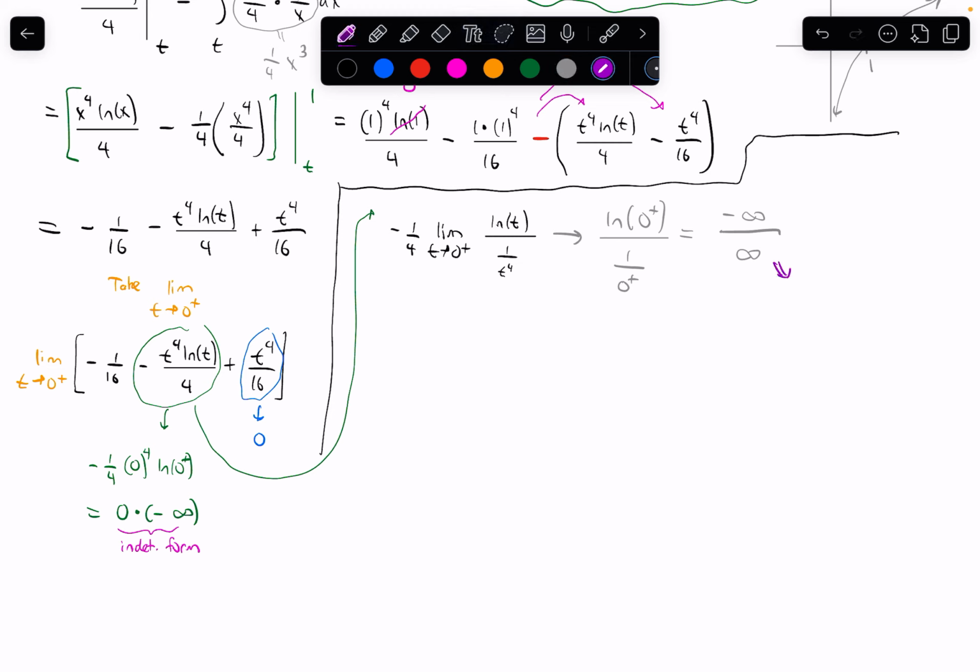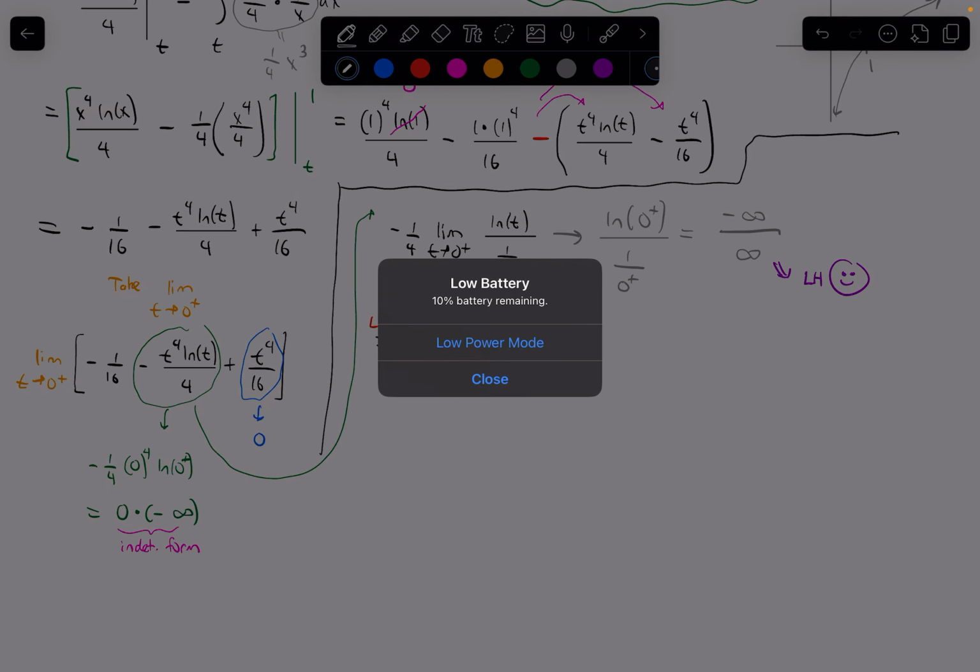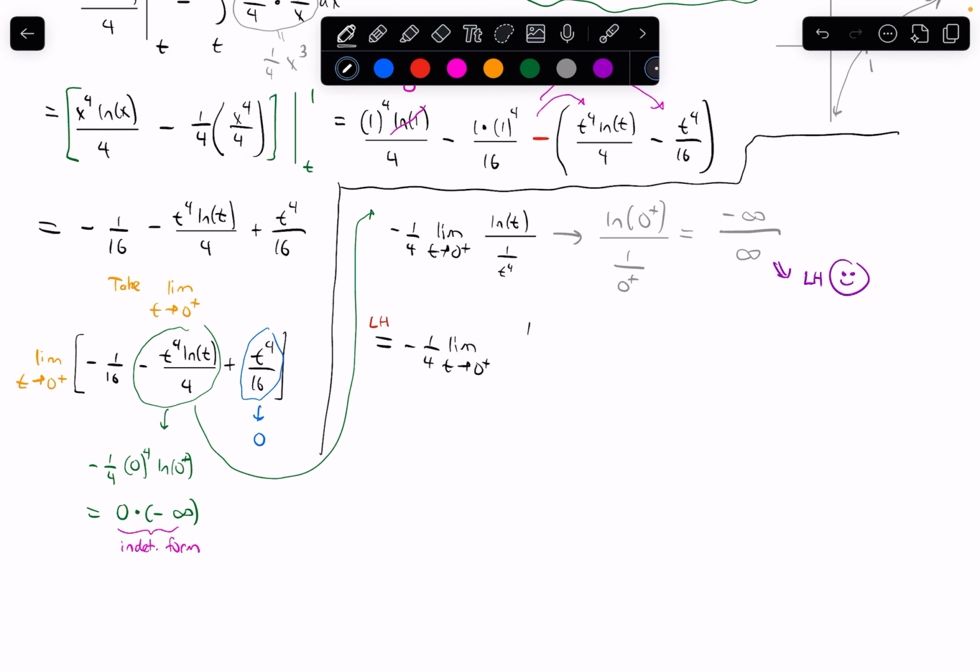This I can do L'Hopital on. So we can do L'Hopital. I'll just write LH for L'Hopital and put a smiley face. All right, so let's do L'Hopital. So I'll get this equals, I'll write an LH to indicate I'm doing L'Hopital's. I got that minus 1 over 4 in front. My limit as t approaches 0 from the right. Now I do my derivatives. So on the top, I get 1 over t.